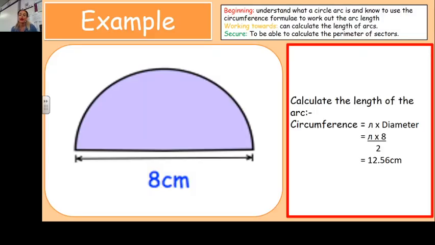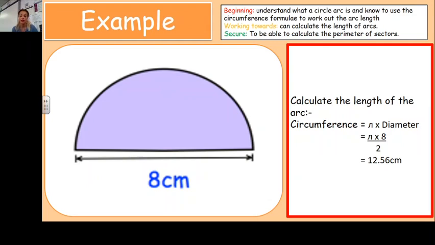So here's an example, guys. So this is a semicircle, and if you're asked to work out the perimeter of this semicircle, the first thing you need to do is work out the length of the arc. Now the arc is any curved section of the circumference, so of the outside of the shape. So on this semicircle, it's the curved part, okay? So to work out the length of the arc, you do your circumference formula. So circumference equals pi times the diameter. The diameter in this case is 8, but because it's a semicircle, you need to divide your answer by 2 to work out that arc length, okay?